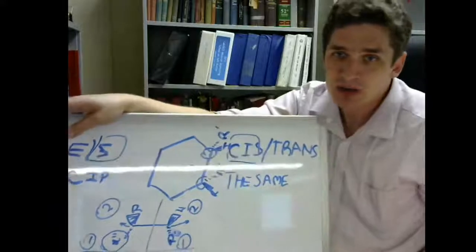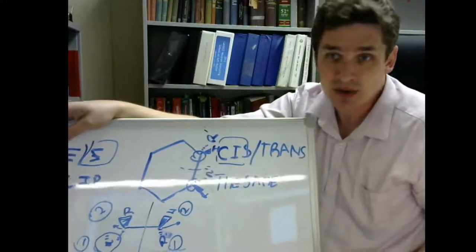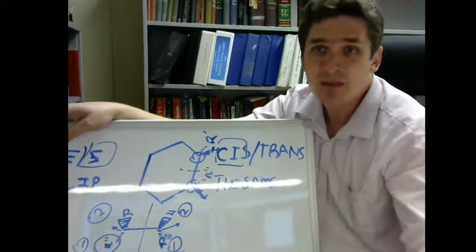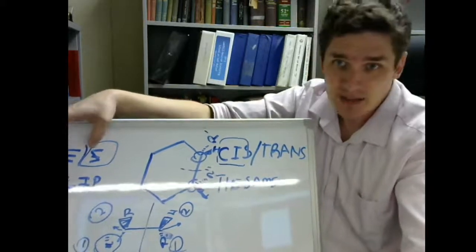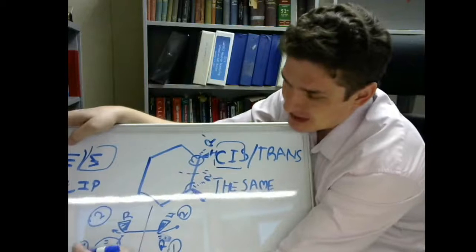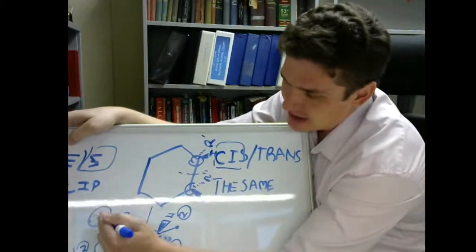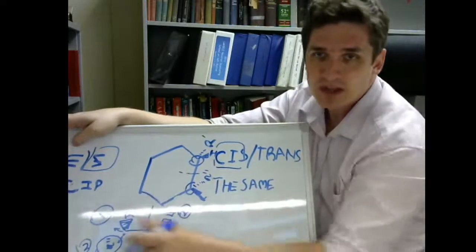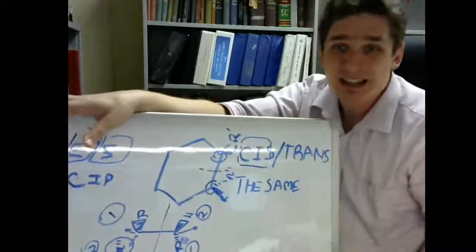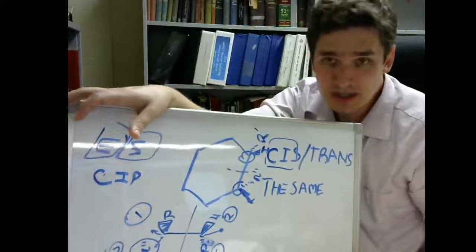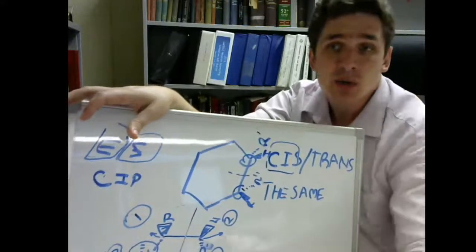Now, it may not make sense why we say Z. Z is actually German, it's zusammen. Zusammen means the same or together. So if they're on the same side, they're zusammen. If they were on opposite sides, so let's say this ends up being 2 and this ends up being 1, so the 1s are on opposite sides, 2s are on opposite sides, we get E, which is entgegen, or apart or opposite. So the EZ here will always work.